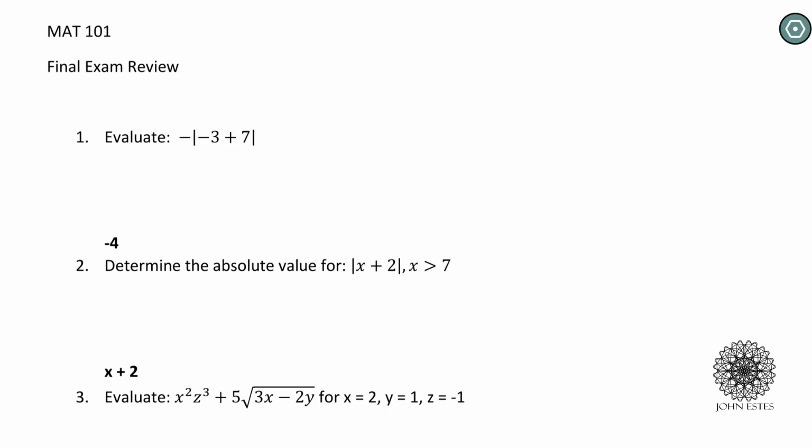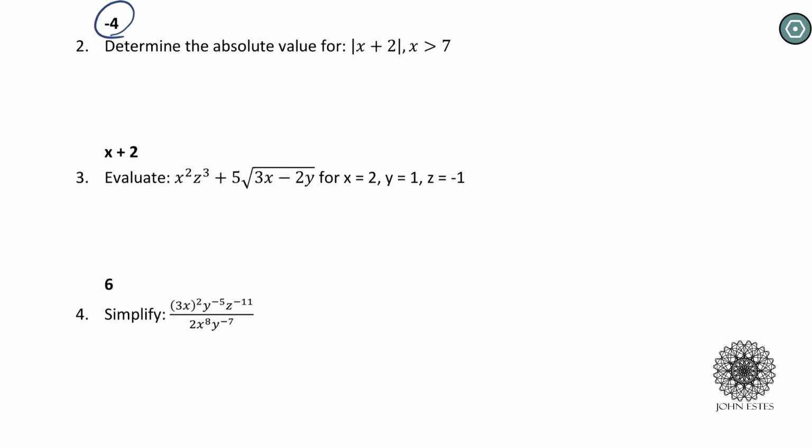And here we go. So for number one, I'm looking at the absolute value of this expression here, and I have a negative out front. So what I need to do is consider, just add negative 3 and 7, so I have negative absolute value of 4. Absolute value of 4 is 4, so I end up with negative 4.